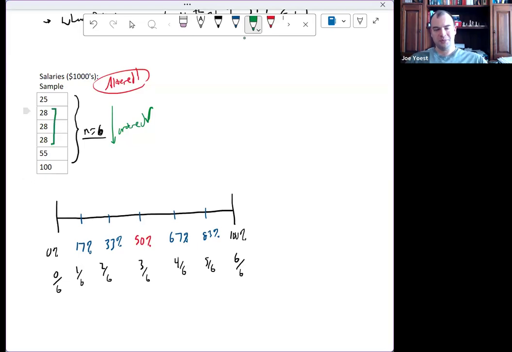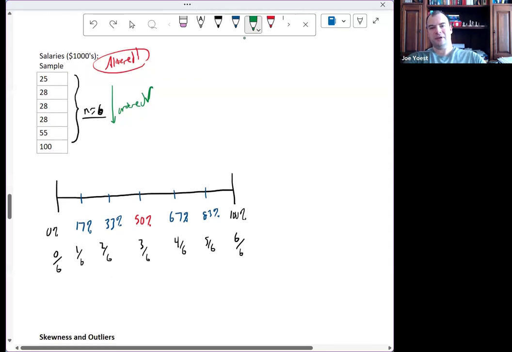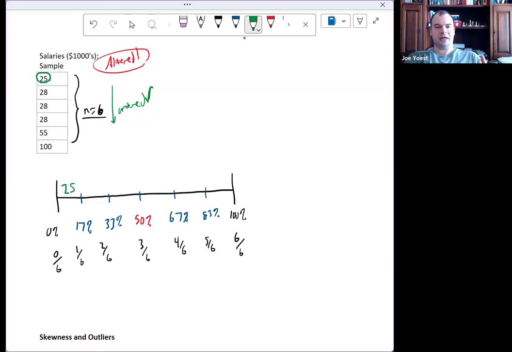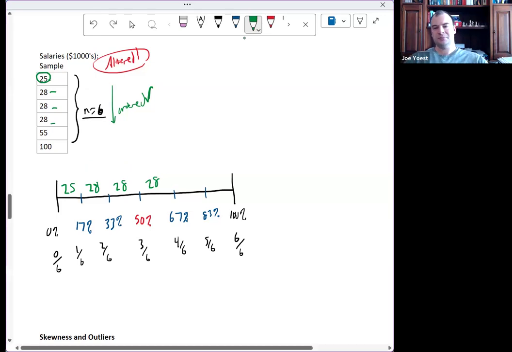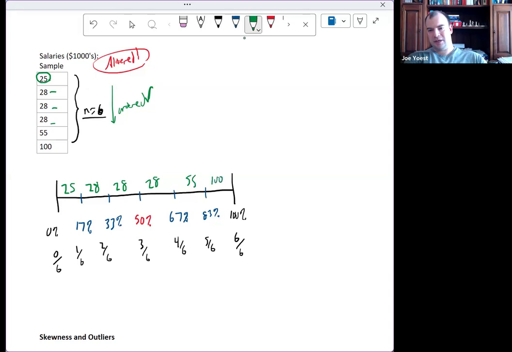One thing we note here is that we have a couple of data points that have the same data value. And we're going to handle that a little bit differently than we have before. But this 25, this first data point, gets that first lot, that first little bin there. Each of these 28s gets its own lot. So this first 28 gets this one, the second 28 gets that one, and the third 28 gets that one. Note that we didn't say there are 4 distinct data values, so we only split this 4 ways. No, we split it 6 ways. The data value 28 actually gets allocated 3 consecutive lots. And then 55 and 100.